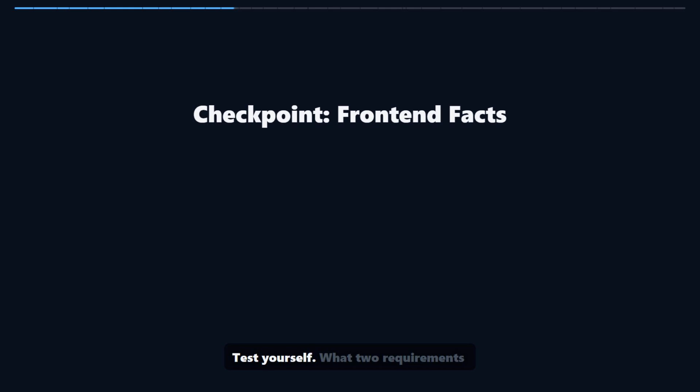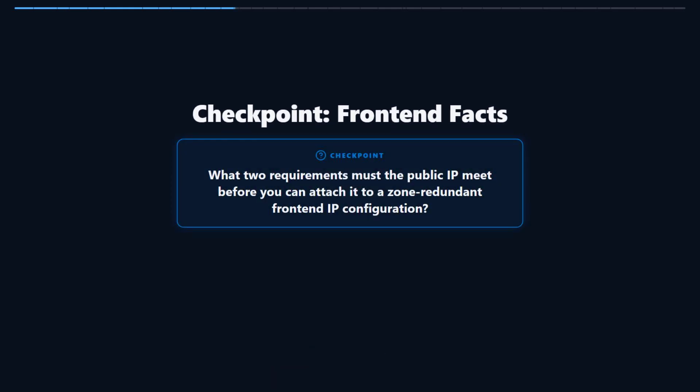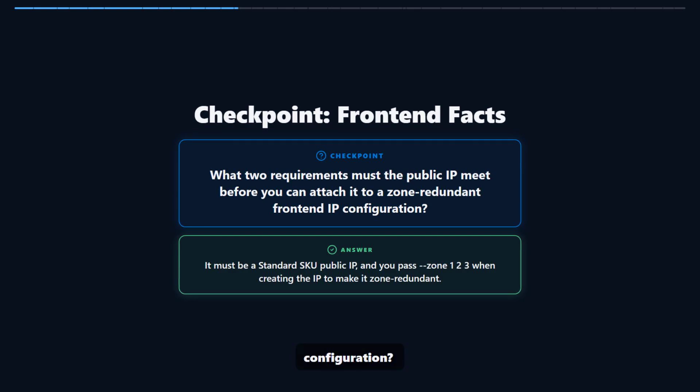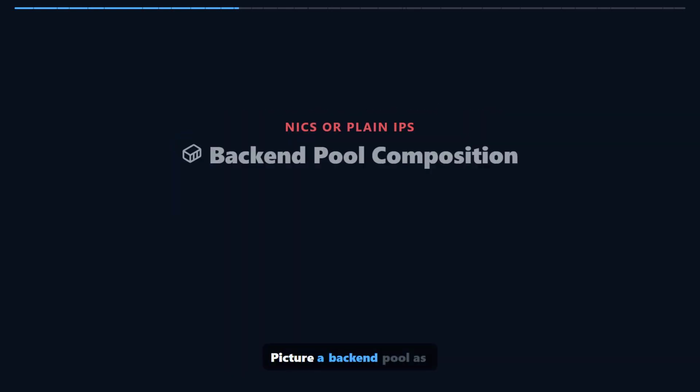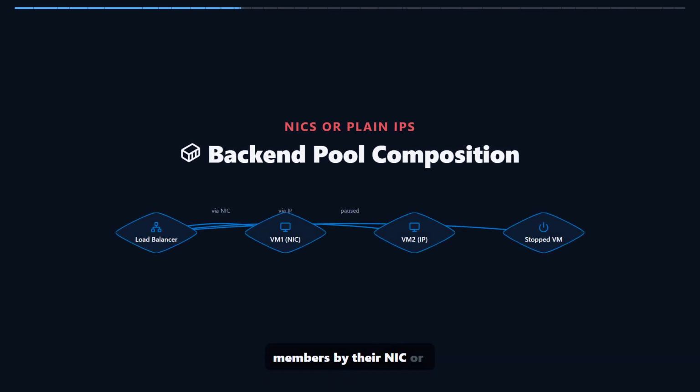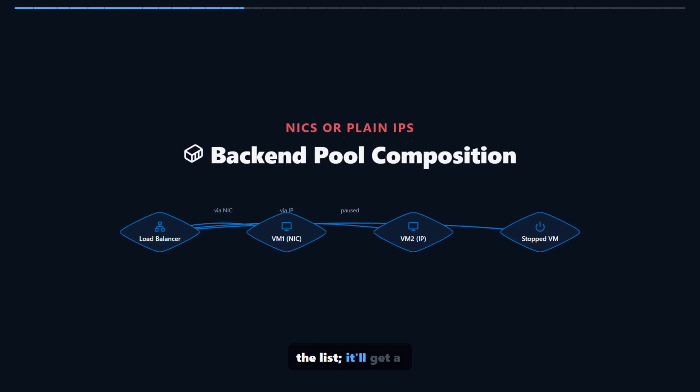Test yourself. What two requirements must the public IP meet before you can attach it to a zone-redundant front-end IP configuration? Picture a backend pool as a club list. You can add members by their NIC or just by IP address. Even a stopped VM stays on the list. It'll get a health check the moment it powers on.